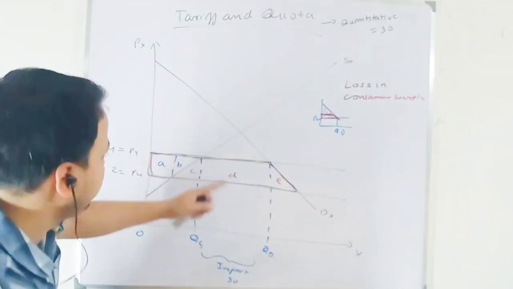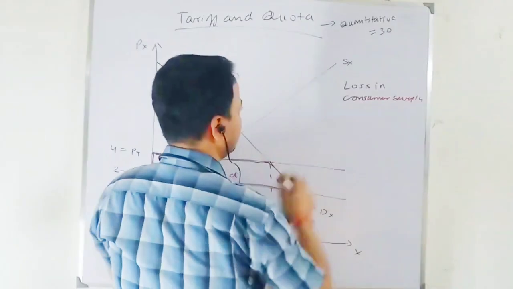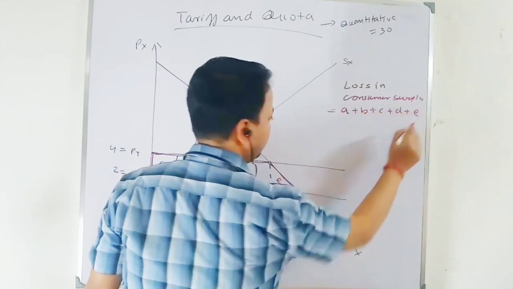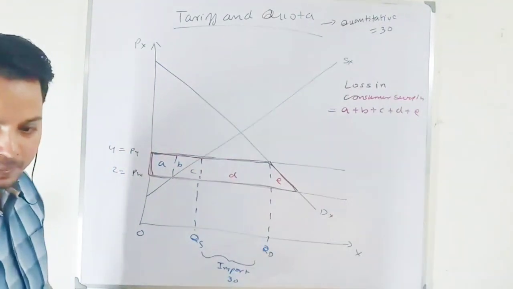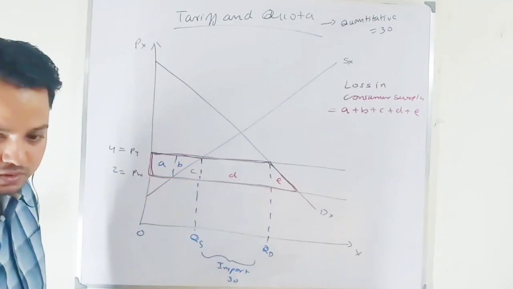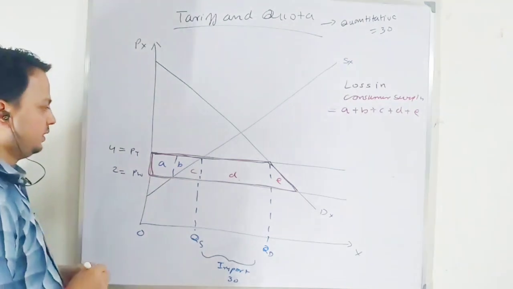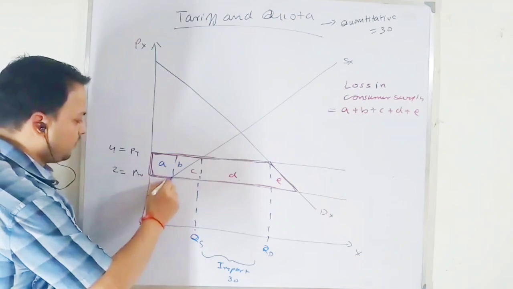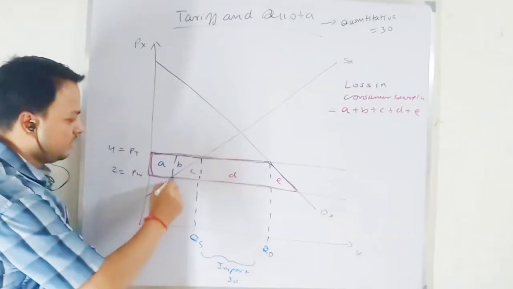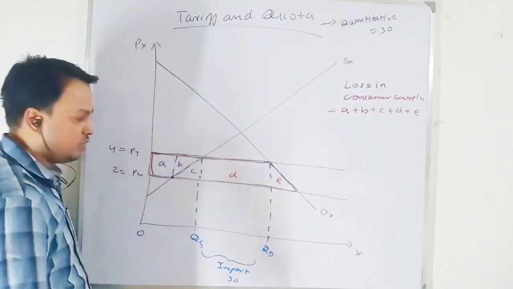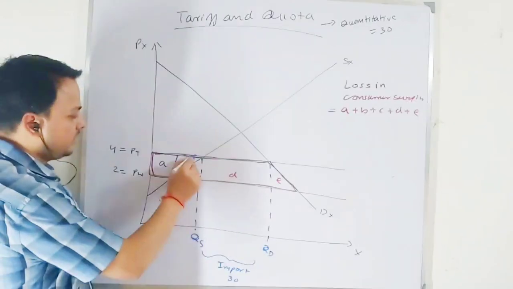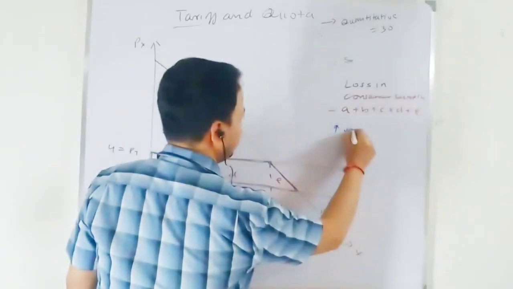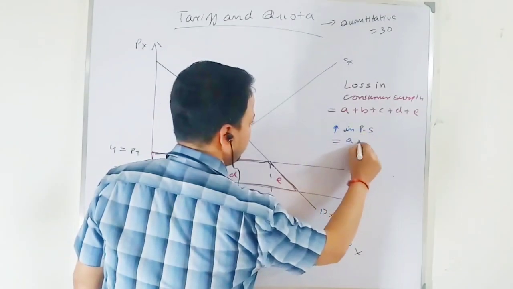So just write down A, B, C, D. I am explaining what it is. So loss in consumer surplus is A plus B plus C plus D plus E. So this is my loss in consumer surplus. Now, what is gain in producer surplus? At free trade price, producer is producing here. Now, producer is producing more. This is the price level. So this is the gain or increase in producer surplus, AB. So increase in producer surplus is A plus B.